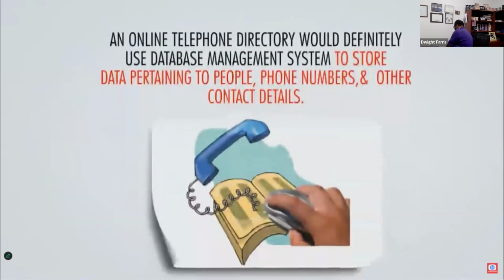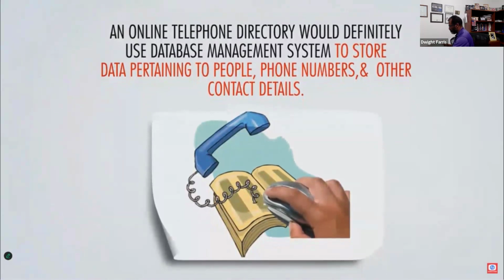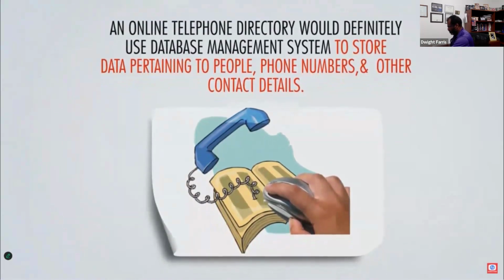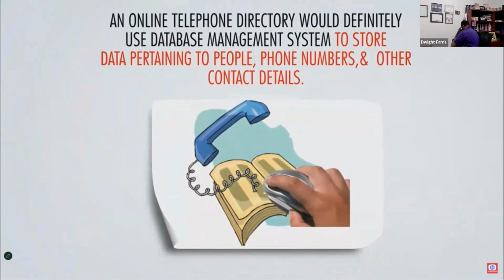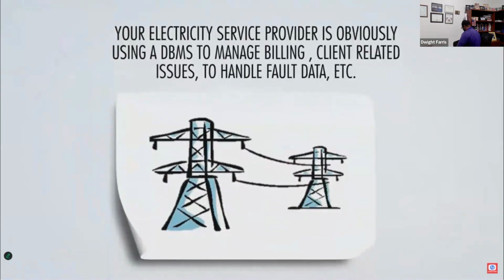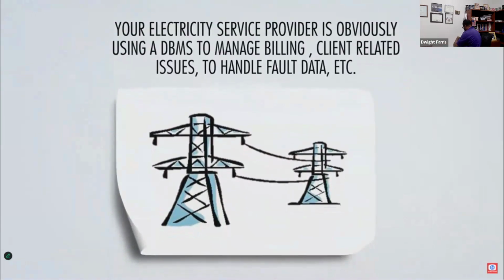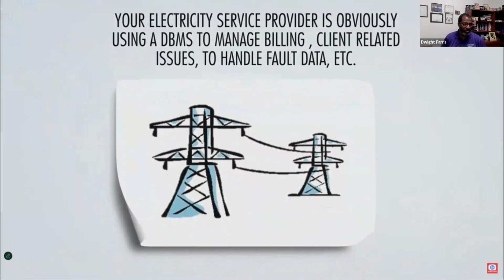Let's discuss a few examples. An online telephone directory would definitely use Database Management System to store data pertaining to people, phone numbers, and other contact details. Your electricity service provider is obviously using a DBMS to manage billing, client-related issues, to handle fault data, etc.